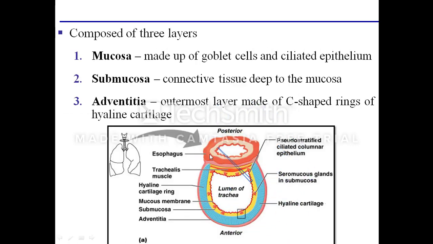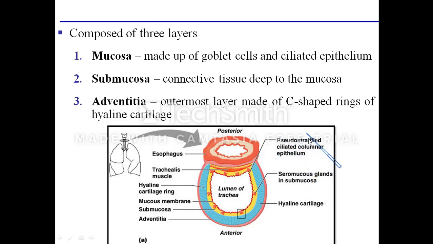The wall of the trachea is composed of three layers: the innermost mucosa, the middle layer submucosa, and the outermost adventitia. The adventitia also has C-shaped rings, which are hyaline cartilage rings. The submucosa is made up of connective tissue, and the mucosa has goblet cells and is made up of ciliated epithelial cells. See here, the epithelium type is pseudostratified ciliated columnar epithelium.